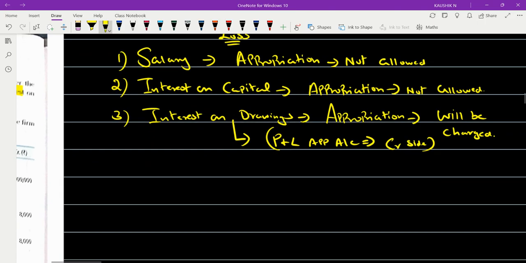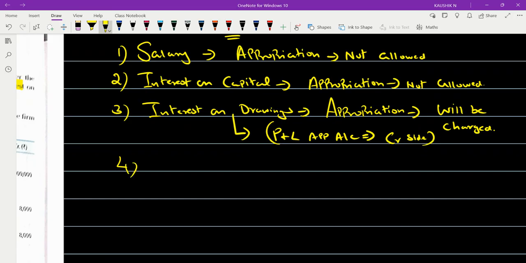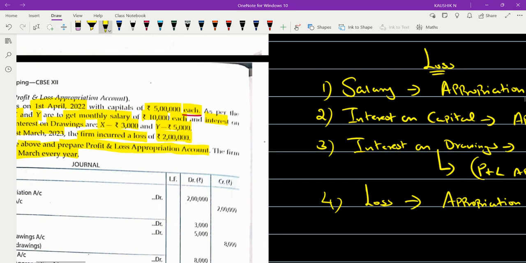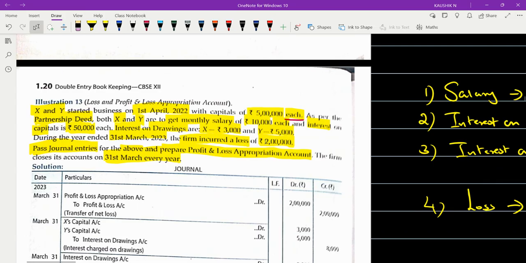And then what else is available in the question? You have a loss. So this also should be appropriated. Will you share the loss or not? That is, will you share the loss among partners? Just read the question and come to a conclusion whether they have provided any profit sharing ratio in the question.